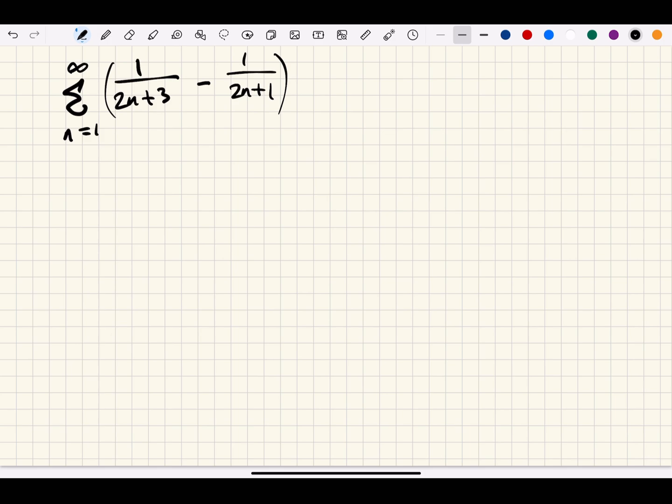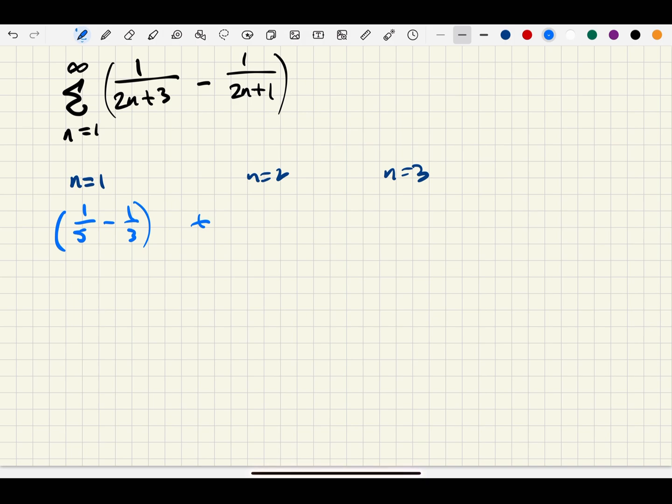Okay, so let's list the terms. Let's start with the first position. In other words, if n is equal to 1, and then if n is equal to 2, n equal to 3, and on out, and just see if we can see something happening. Okay, so the first term, if n is 1, I'd have 1/5 minus 1/3, wouldn't I? Okay, that's the first one.